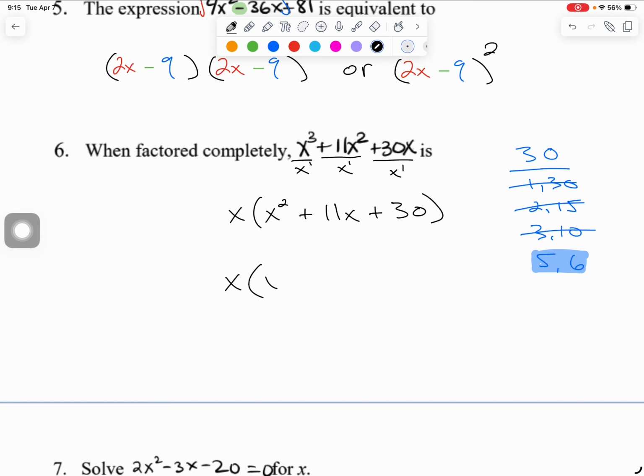So we will have x, and those are both positive, plus 5, and x plus 6. And it just wanted us to factor it completely. We weren't solving there. Go on to the next one.